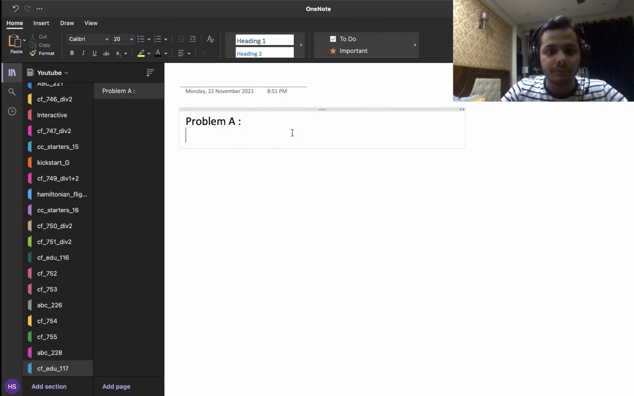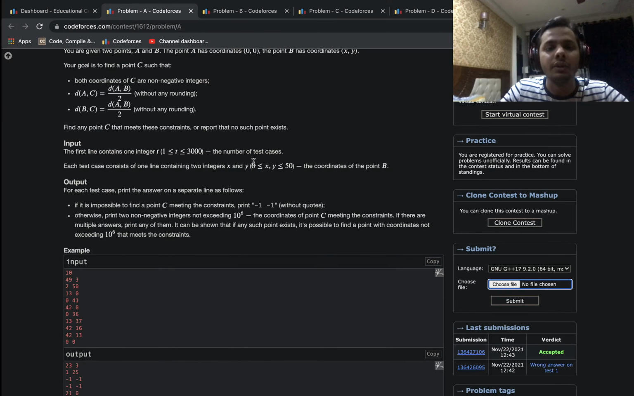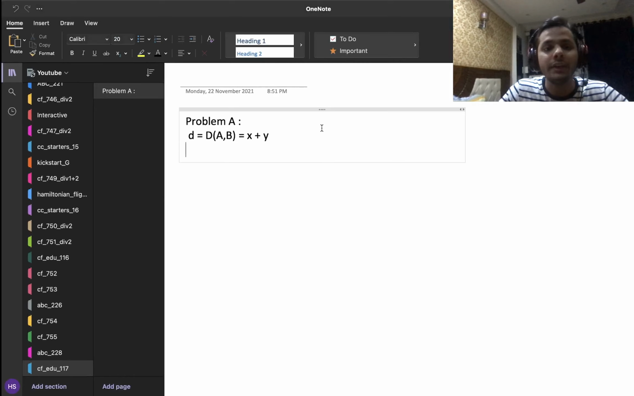Alright, so first let's define D as the Manhattan distance between points A and B, right? So D is equal to d(A, B). Now I know that the point B is x comma y and the point A is just the origin, so the Manhattan distance has to be x plus y, because they have provided us with the information that both x and y are up to 50 and are positive. Now I want to find a point C such that the Manhattan distance from origin to C is half of this, which is (x plus y) by 2, and the distance from C to B is also half of this, right? So let's try to make some equations.